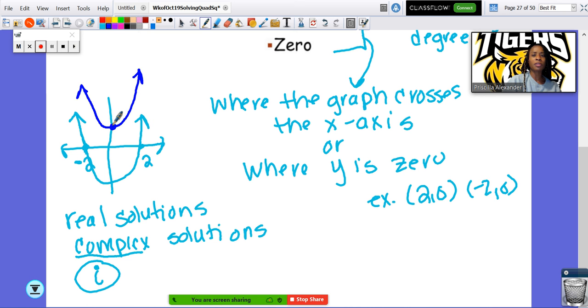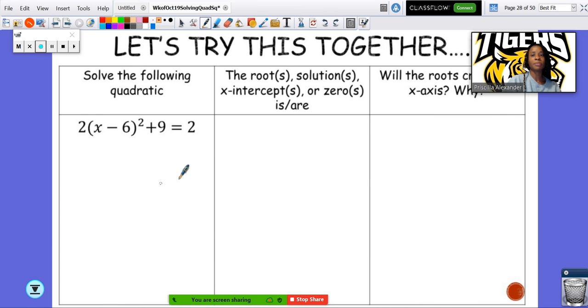We're not going to dig too far into graphing yet, but I want you to recognize the types of roots. As we go through these problems, we're going to determine whether our answers are real solutions or complex solutions. Okay, so let's jump on into this.